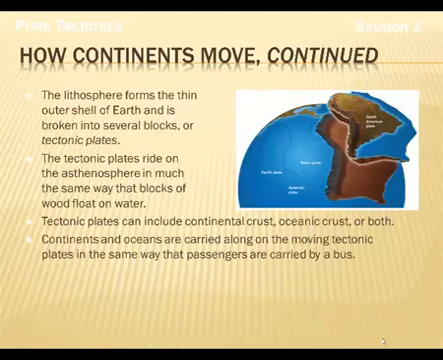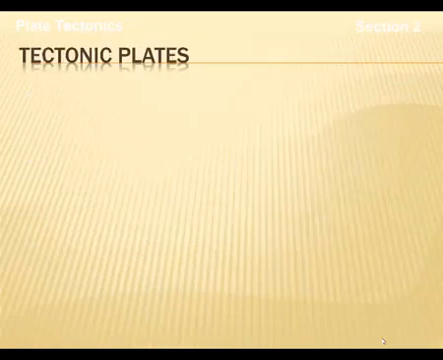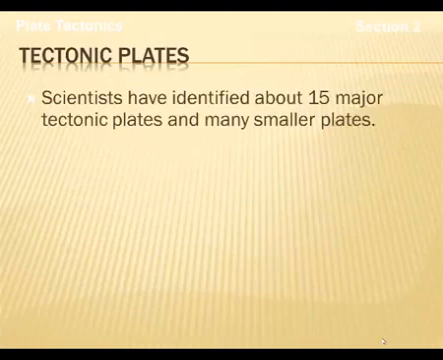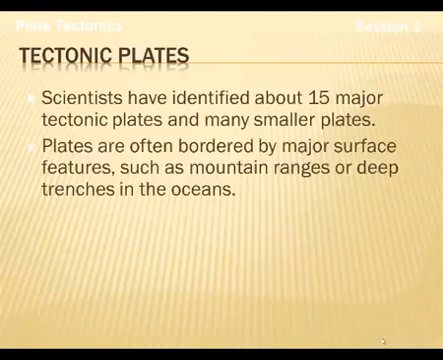This picture shows the South American plate, so you can see where there is continental crust and also oceanic crust. It's a combination of the two. There are about 15 major plates that have been identified. There are a number of smaller ones, but the larger ones are found throughout the entire globe, and there are only 15 of them.